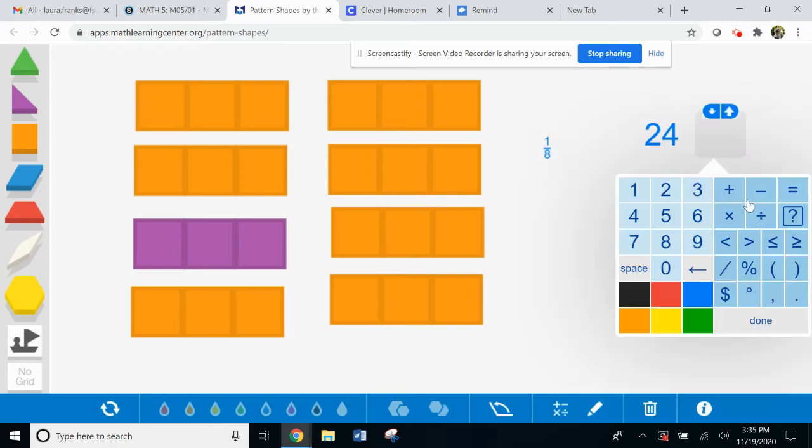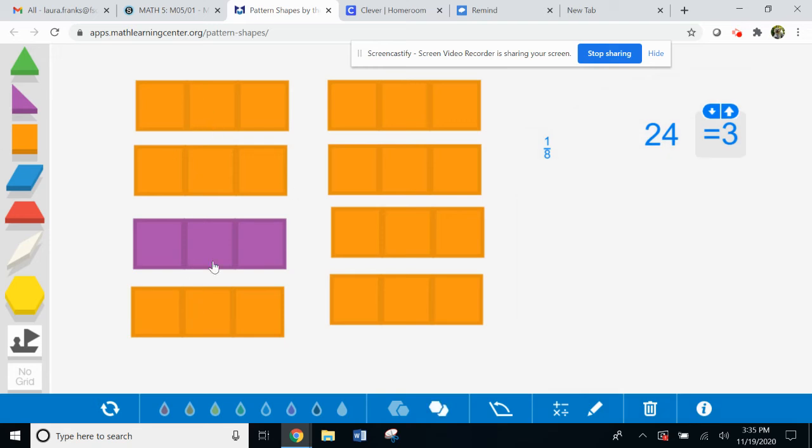1/8 of 24 is 3. One group of the 24 that I have that are split into 8 groups has 3 in the row. So my answer is 3.